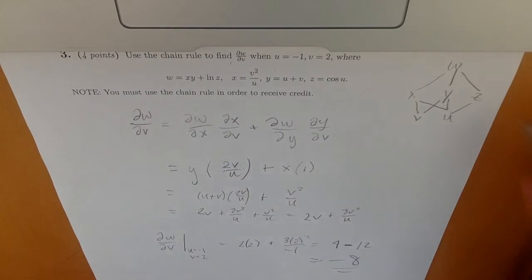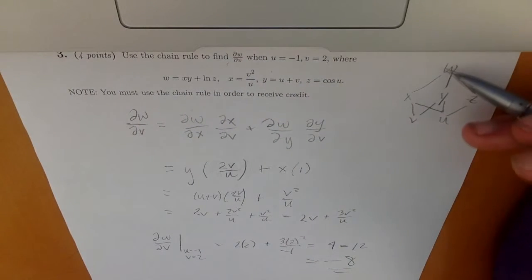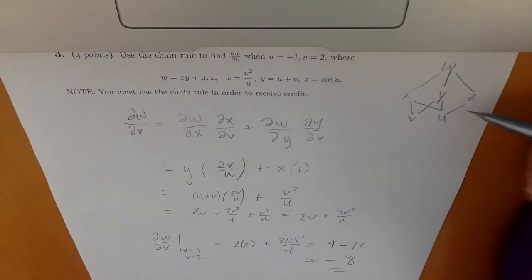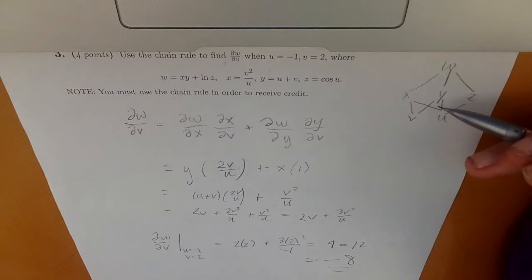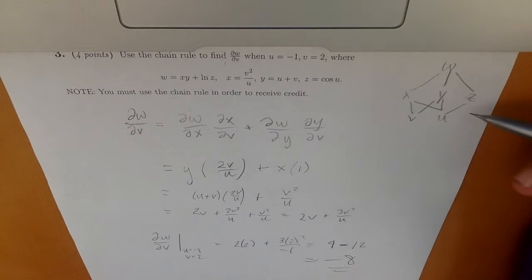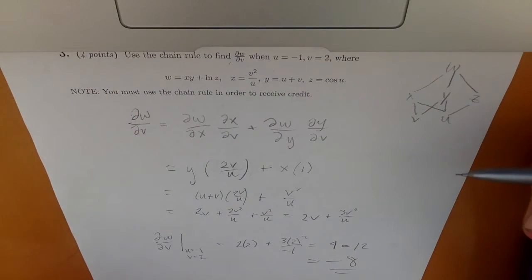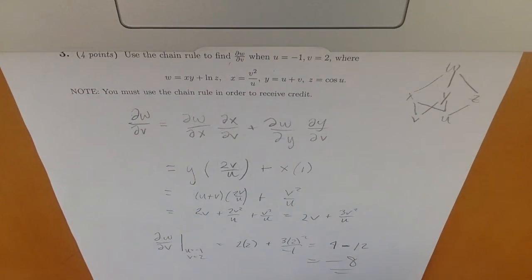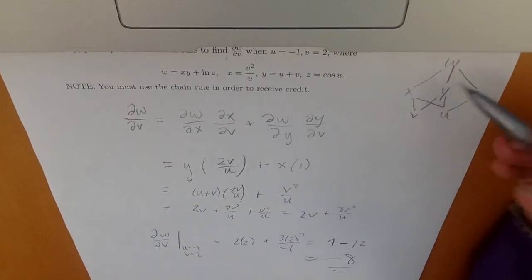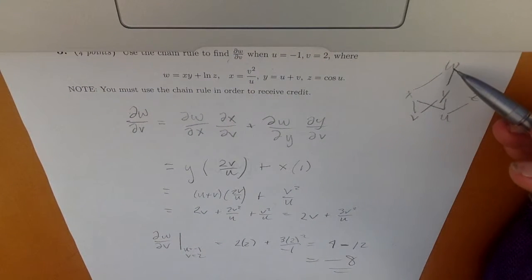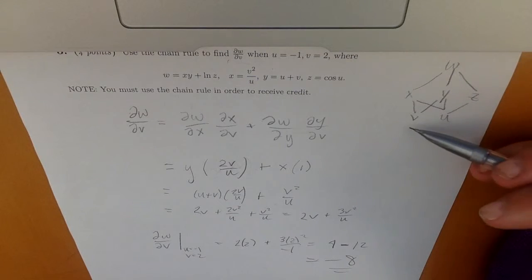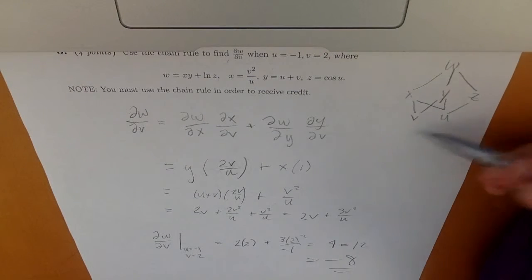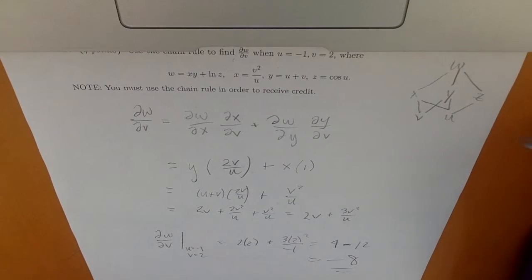So when we draw our diagram, here's w. W is a function of x, y, and z. Now x is a function of both v and u. Y is a function of both v and u. And z is just a function of u. So now to find the partial of w with respect to v, we have to find all of the paths that take us from w to v. Namely, we can go through x, so we can go w to x, x to v, or we can go w to y, y to v. Notice we can't go w to z, z to v. Z is not a function of v.